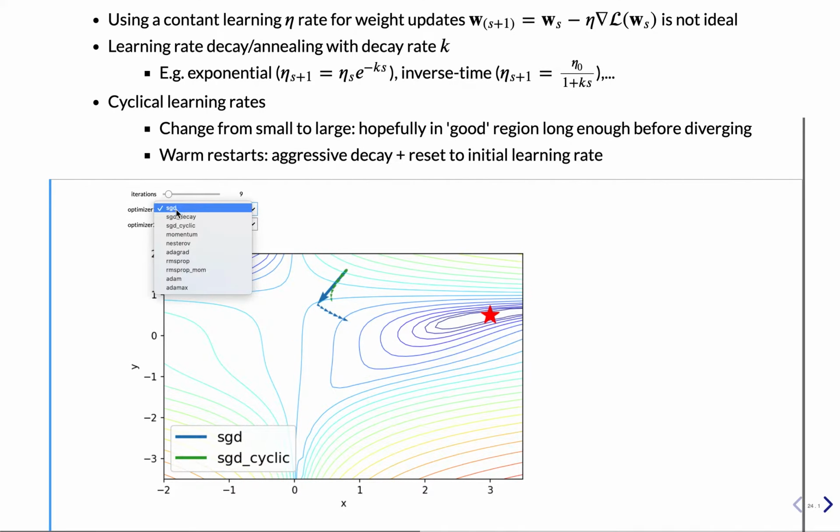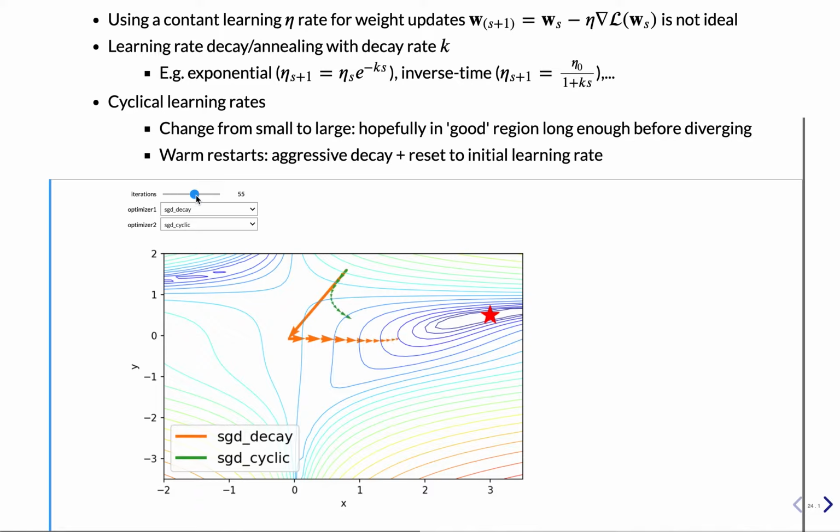Let's compare to SGD decay actually. While SGD decay is decreasing the learning rate, the cyclic version is increasing the learning rate. And so in the region where SGD decay starts slowing down, the cyclic one is actually speeding up, and hopefully we'll then also get to the optimum faster.